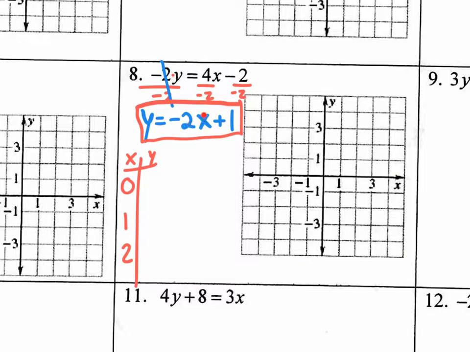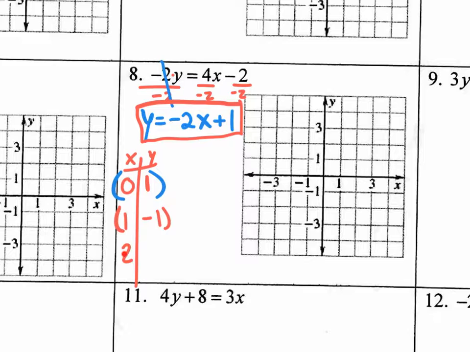Negative 2 times 0, what's that? 0. And what's 0 plus 1? 1. So that is an answer. That's a solution. That's a coordinate. Let's plug in 1 now. Take 1 for your input. Put it in. Negative 2 times 1? Negative 2. And what's negative 2 plus 1? Negative 1. So when you plug in a 1, you get out a negative 1. And that is a coordinate as well.